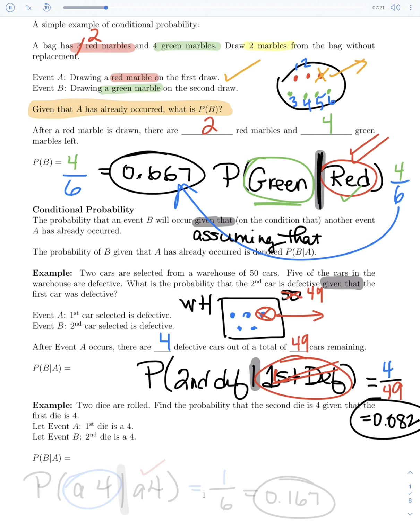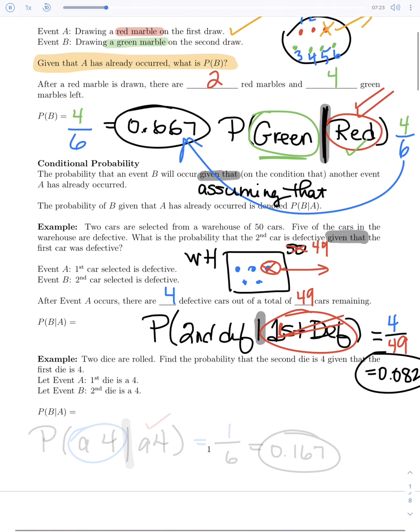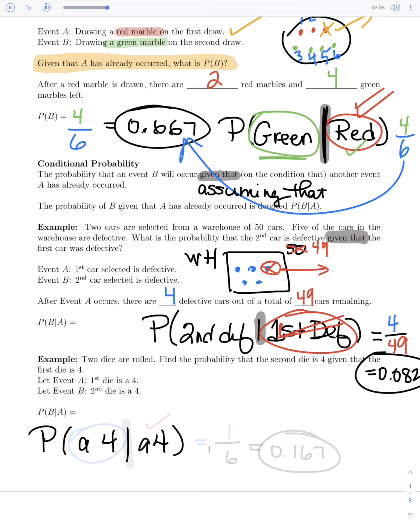Let's try another one. 2 dice are rolled. Find the probability that the second die is a 4 given that the first die is a 4. So it would look something like this. Find the probability of rolling a 4 given that you already rolled a 4.